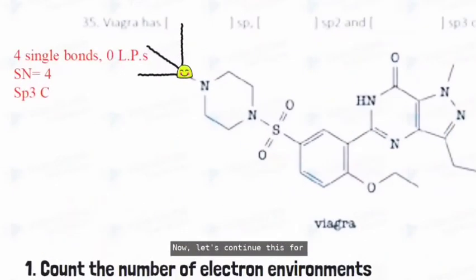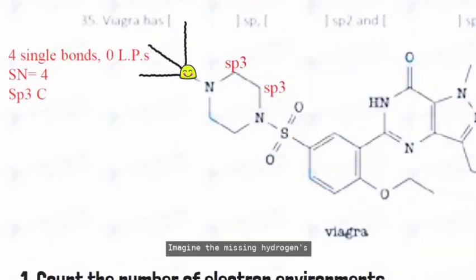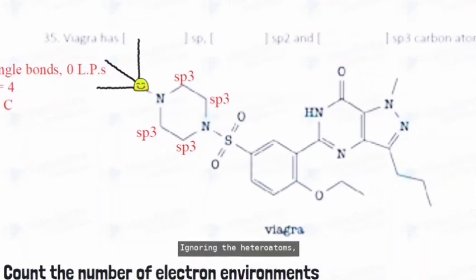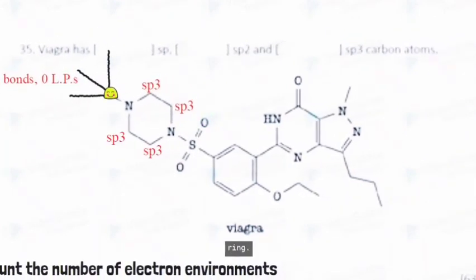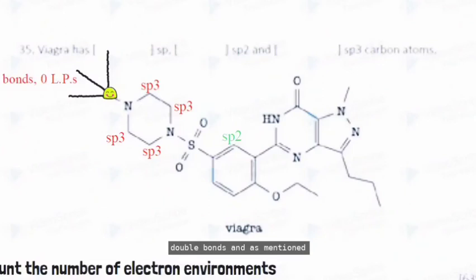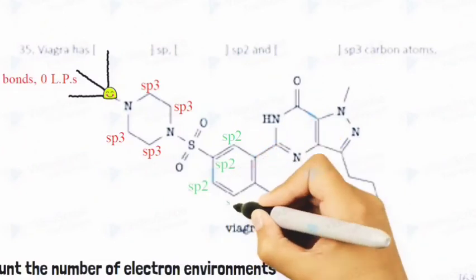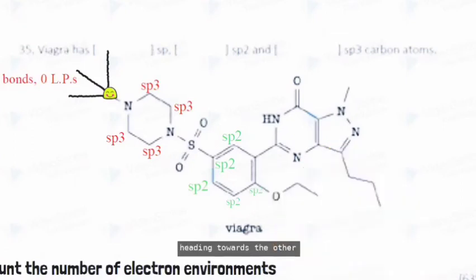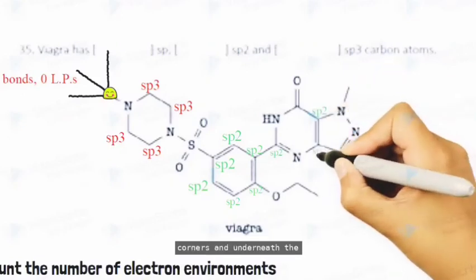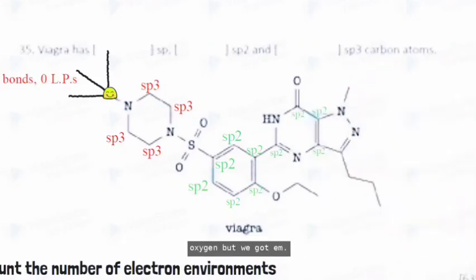Now let's continue this for the ring here. Imagine the missing hydrogens. Each of these carbons will then have 4 bonds and be sp3 hybridized. Ignoring the heteroatoms, let's continue to the other ring. All of these carbons have double bonds, and as mentioned before, they will be sp2 hybridized. And now going up from here heading towards the other rings, we get more sp2 carbons. Be careful as it's easy to forget these carbons in the corners and underneath the oxygen.